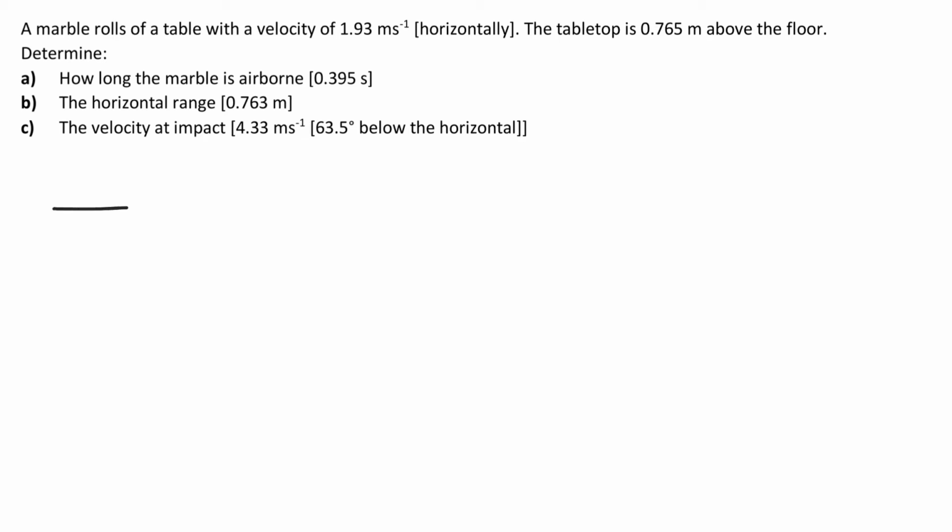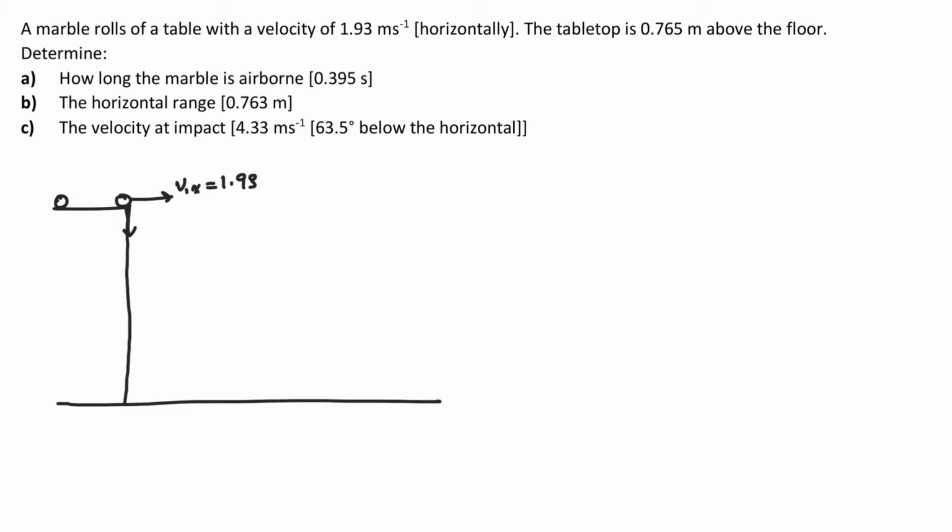So let's draw this situation out. We get a table. The marble kind of comes here, it moves, and then it drops here. And it's going to have an initial velocity in the x direction, which is given to us as 1.93. And note that it's going horizontally, meaning it will not have a vertical velocity in the beginning. So that's v1y is equal to 0.